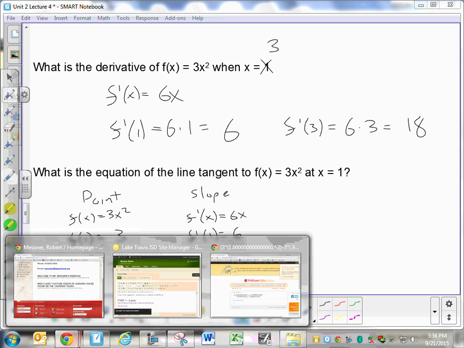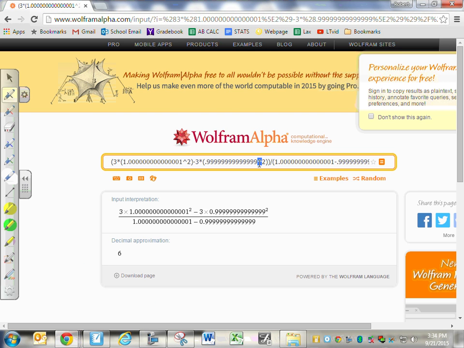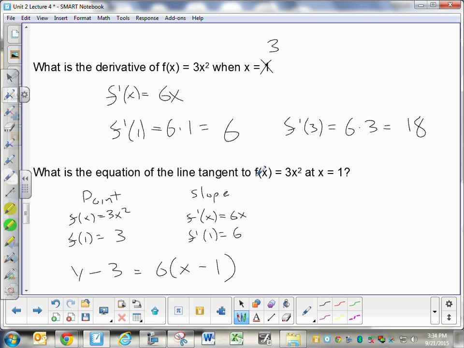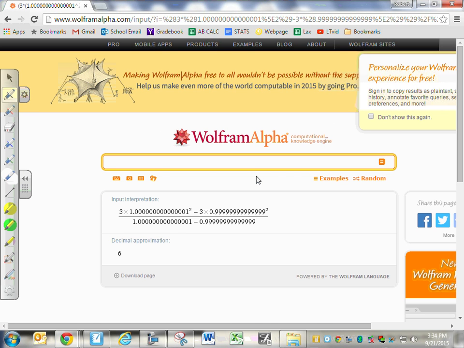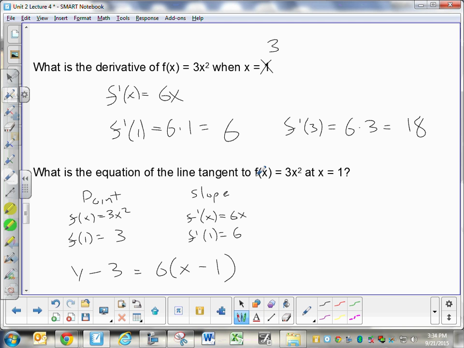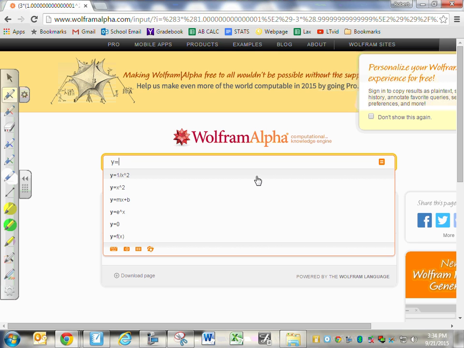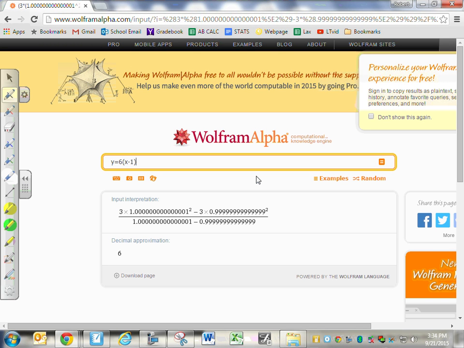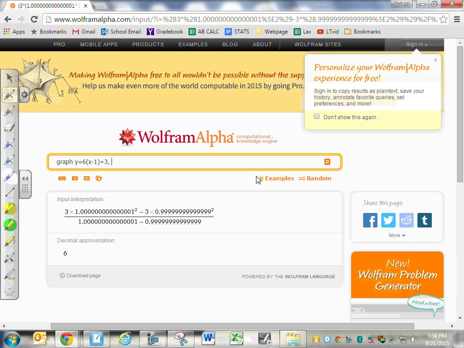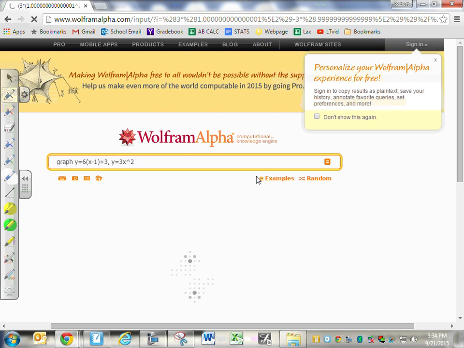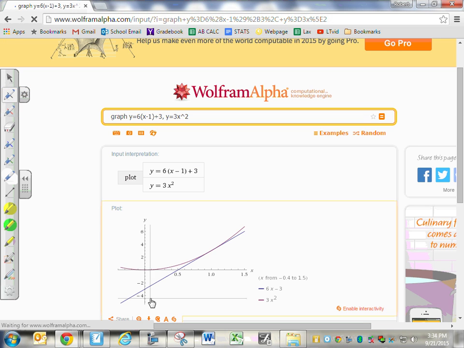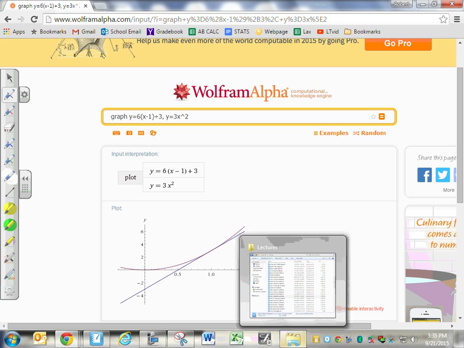And if I had my calculator, or my friend, Wolfram, that's my friend, you can graph y equals 6x minus 1 plus 3. And y equals 3x squared. And we should be able to see the function 3x squared and its tangent line right at that location. Okay, so we did it.